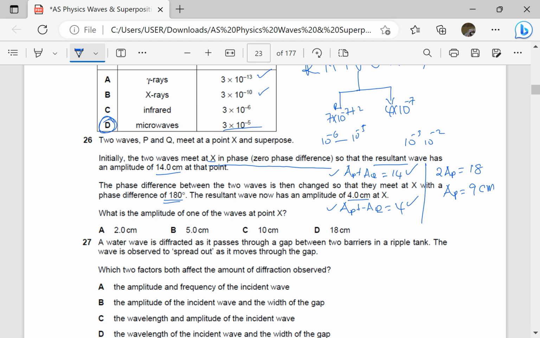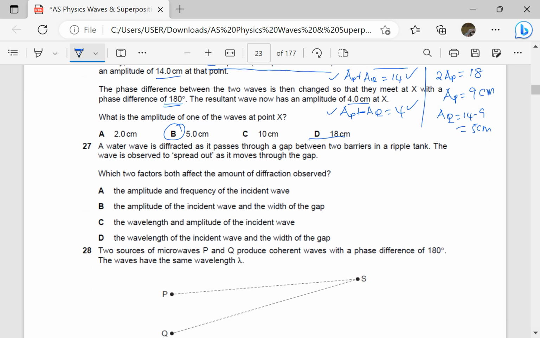If amplitude of P is 9 centimeters, then we solve for the other amplitude. Using the first equation, AP plus AQ is equal to 14, it means AQ is going to be 14 minus 9, which is 5. Or we can use the second equation, AP minus AQ is equal to 4, which still means that AQ is 5 centimeters. So the question was, what is the amplitude of one of the waves at point X? The answer is going to be 5.